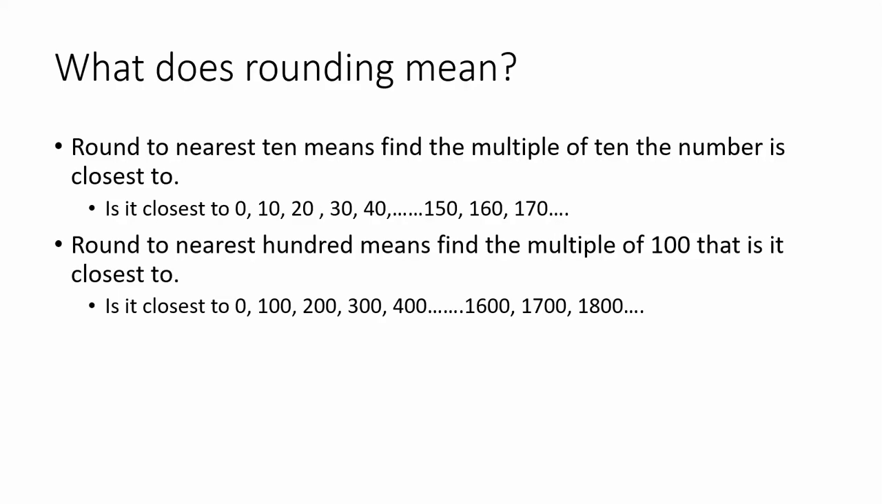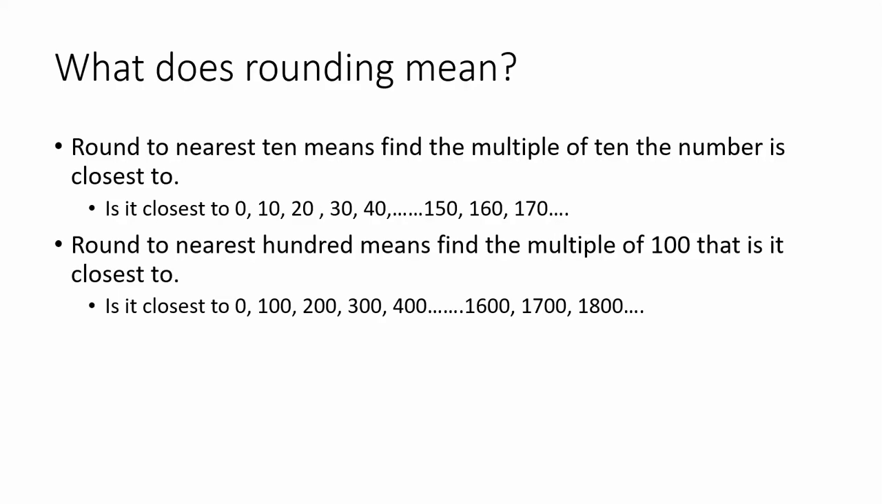So if we are rounding to the nearest 10, we're going to find the multiple of 10 that we're closest to. That means our answer would be something like 0, 10, 20, 30, or 160, 170. Notice when we round to the nearest 10, we'll always have a 0 in the ones place.